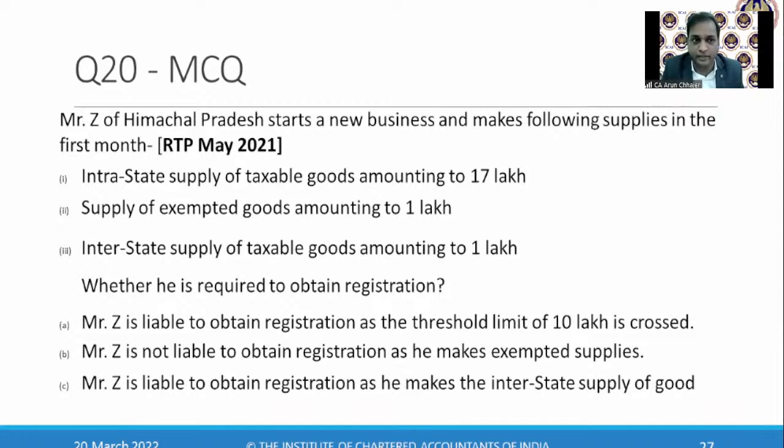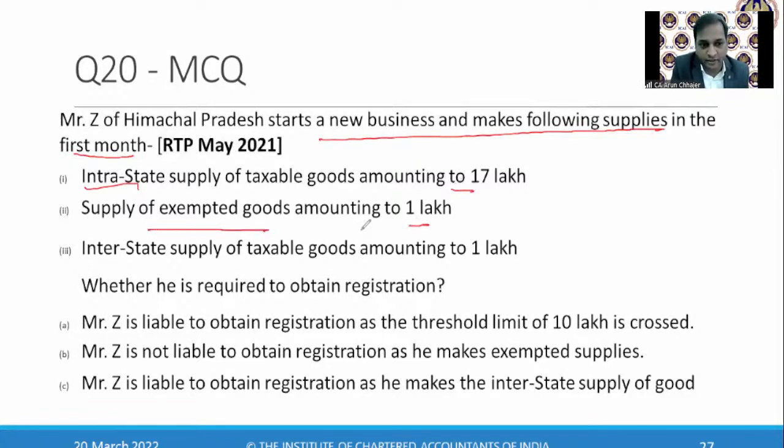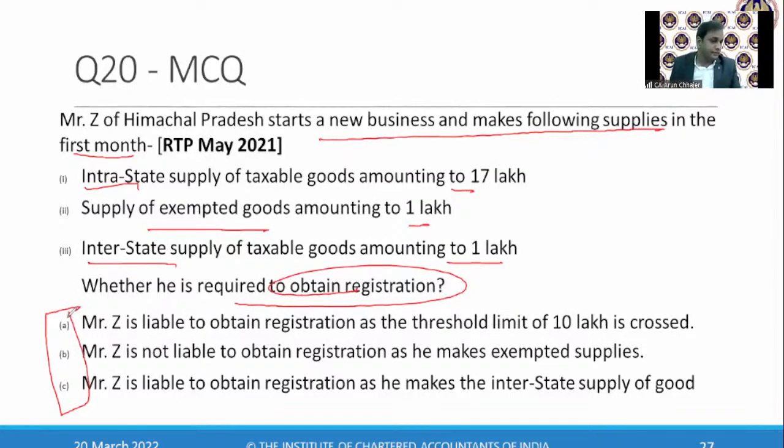Question number 20, quickly answer. A person of Himachal Pradesh starts a new business and makes the following supplies in the first month: intrastate 17, exempted 1, interstate 1 lakh. Is he required to obtain registration? Please select the correct answer.